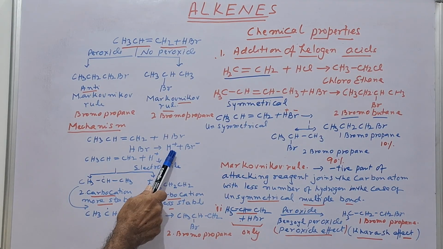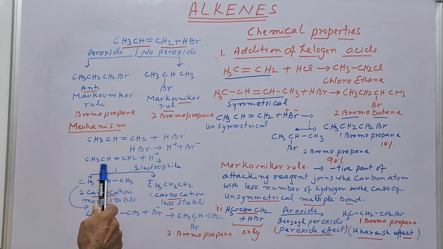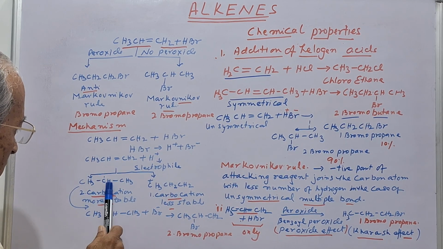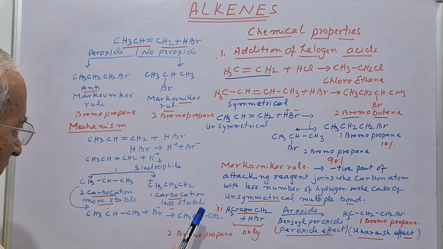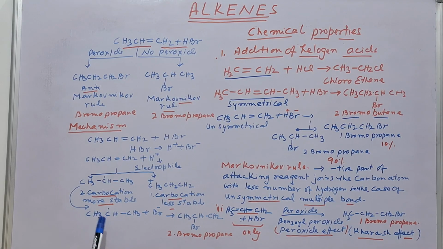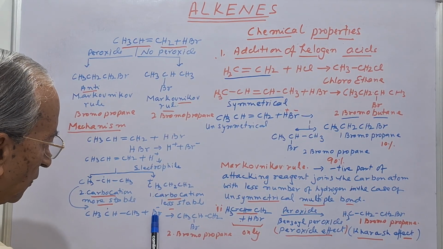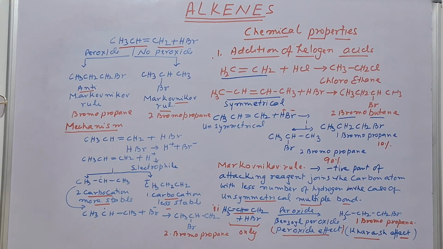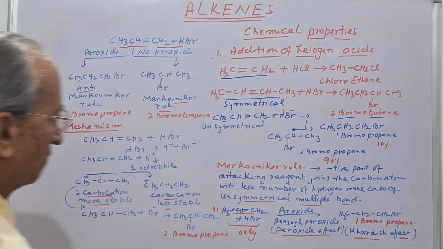Again, listen, this hydrogen proton, that is the electrophile, when it attacks propene, it may form the 2° carbocation or the 1° carbocation. Here the 1° carbocation is less stable and the 2° carbocation is more stable. Now this 2° carbocation then reacts with the bromine to form 2-bromopropane. So this is the mechanism behind the addition of the halogen acids.